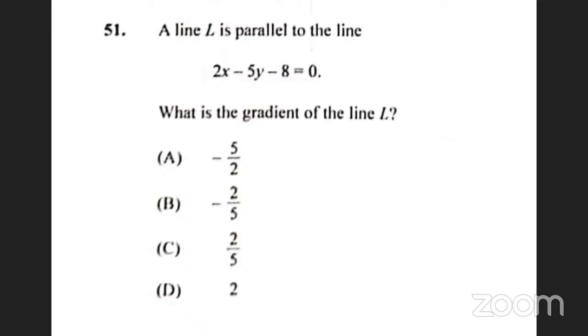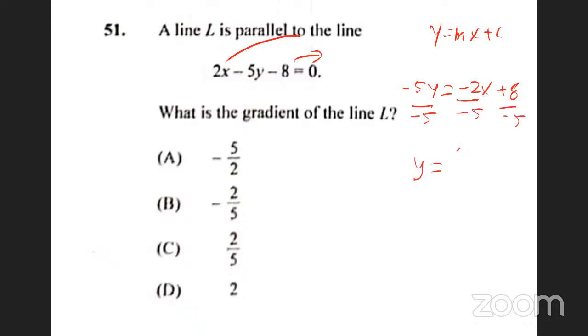So what do we do? Put it in the form y is mx plus c. We can move everything across. So we'll get minus 5y is minus 2x plus 8. And then divide everything by minus 5. So you'll get y is equal to 2/5 x minus 8/5. And therefore, the gradient here is what? 2/5, see? That's okay?